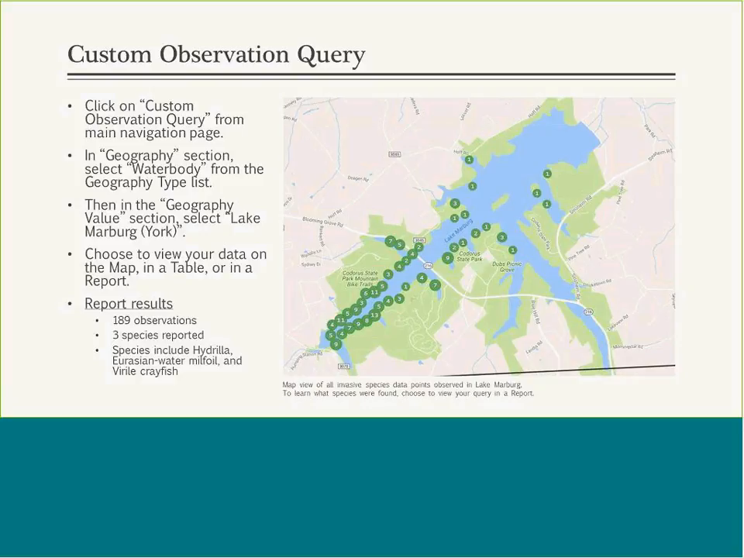So here in the map, we can see there's been a lot of data that's been reported in Lake Marburg, and that accounts for a total of 189 observations, but a total of 3 species. So this map can be a little misleading, and so the report really shows you exactly which species, and how many of each species. The majority of this data is actually for hydrilla, and not so much for the other 2, which is Eurasian water milfoil and invasive crayfish.